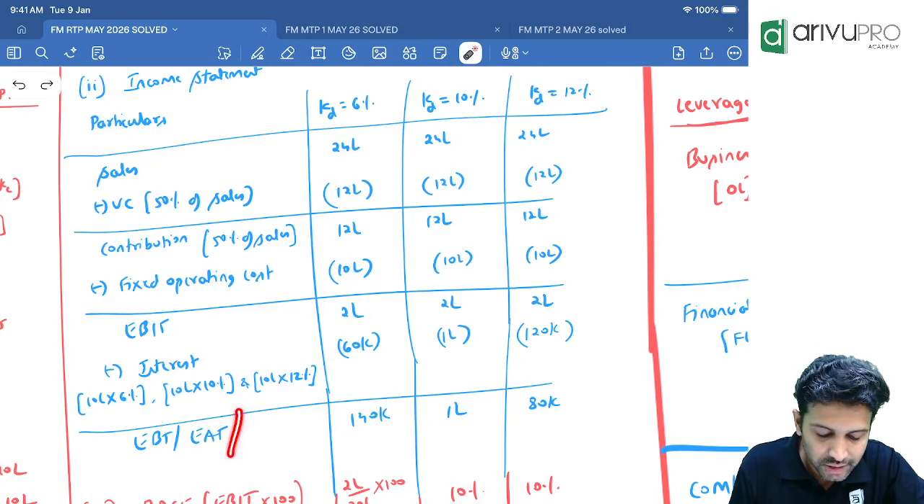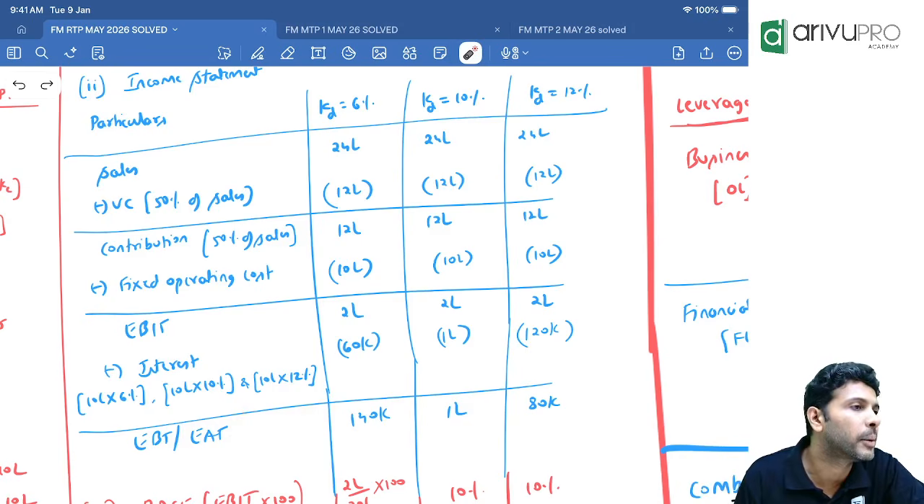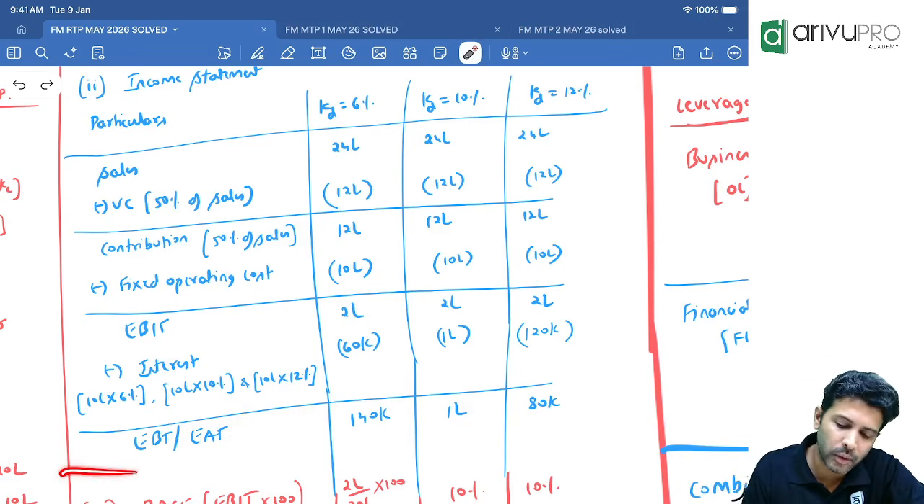Tax rate is not there, so EBT, EAT, net income, everything will be the same. Clear, people? That is what they asked in the second requirement. This is over. This is faltu, I think. Pretty straightforward.